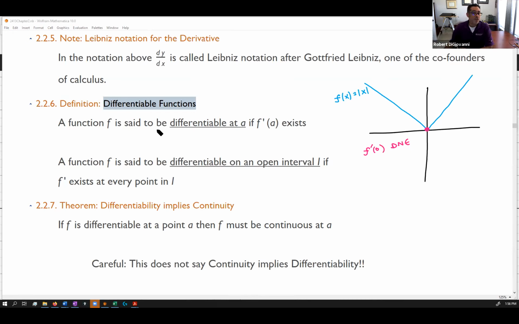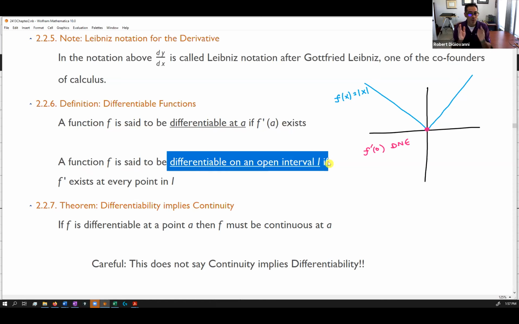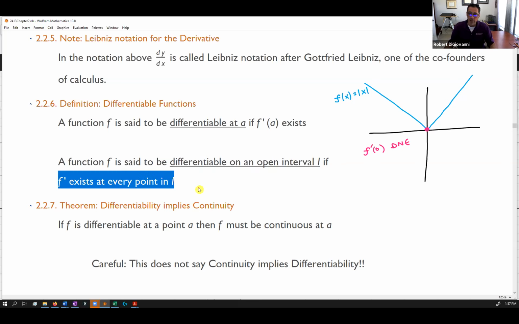So not every function is differentiable everywhere. This definition says a function f is said to be differentiable at a single point a if the derivative exists there. So if I ask whether that function is differentiable at 2, that means f prime of 2 needs to be a number. But if you extend beyond that, you can talk about the differentiability of a function on an open interval. If the function is differentiable at every point inside a specific interval, then we say the function is differentiable on that interval.